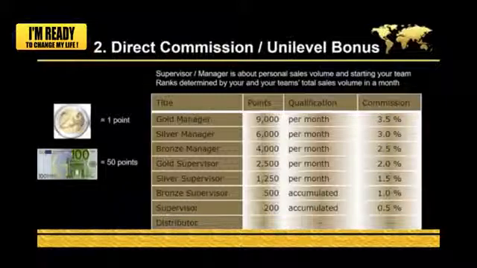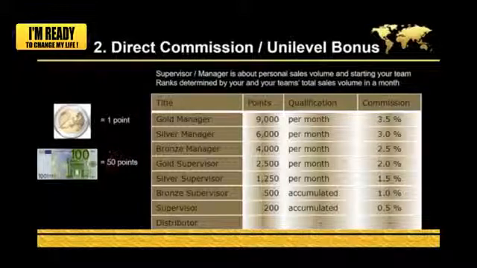All right, so these are the ranks. These are the supervisor and director ranks, and your rank is determined by the total number of points that are generated in the course of a month, where 2 euros in sales equals 1 point. Therefore, 100 euros equals how many points? You got it, 50 points.